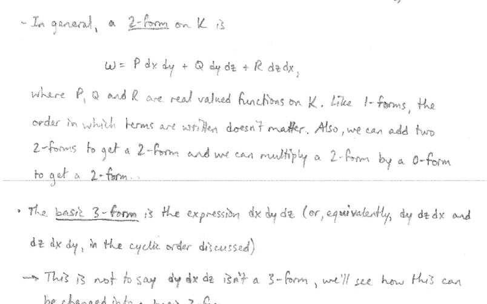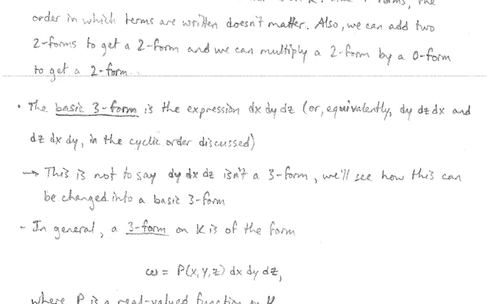And lastly, we come to the basic 3 form. There's really only one basic 3 form that there is. It's dx, dy, dz, but you can follow that cyclic order and write it in 2 other ways. You can say dy, dz, dx, or dz, dx, dy. All those guys fall in that same cyclic order. They're all talking about that same thing. Now, that's not to say that dy, dx, dz isn't a 3 form, but we're going to see how we can change this into one of our basic 3 forms.